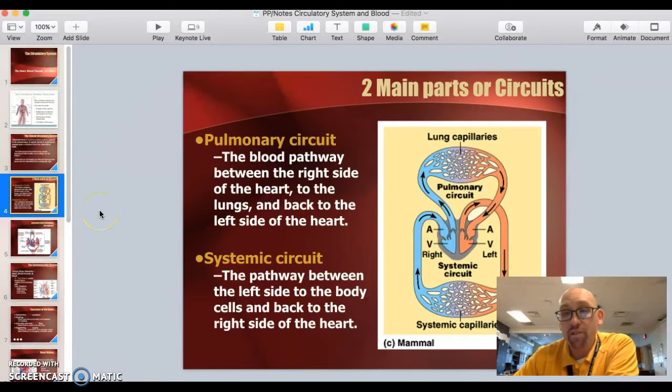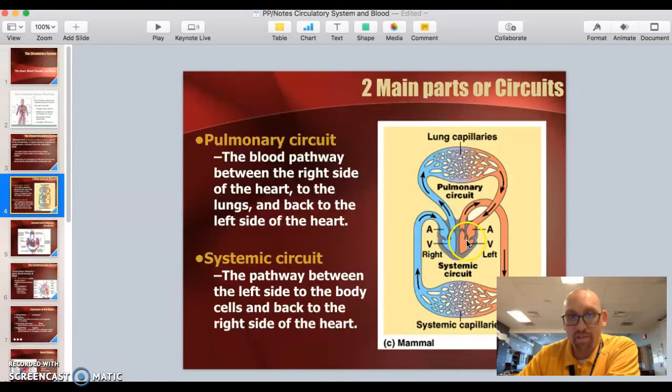Okay. There are two main parts to the circulatory system. You have your pulmonary circuit and your systemic circuit. The pulmonary is named for the fact that it goes to the lungs, which is your pulmonary system. The pulmonary circuit essentially goes from the heart, and the heart is going to pump blood to the lungs where gas exchange takes place, which we'll talk about in the respiratory system, and then the blood returns to the heart.